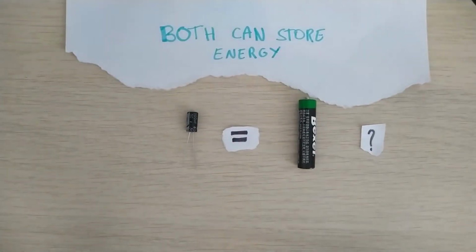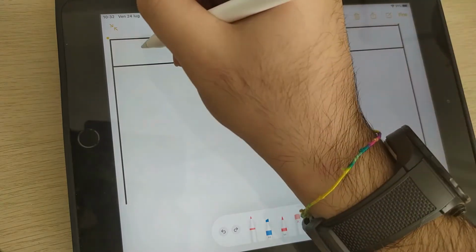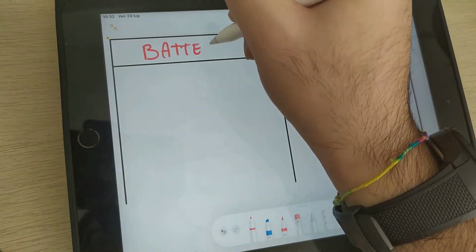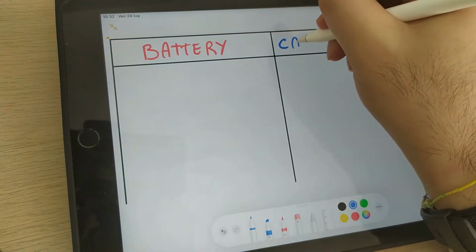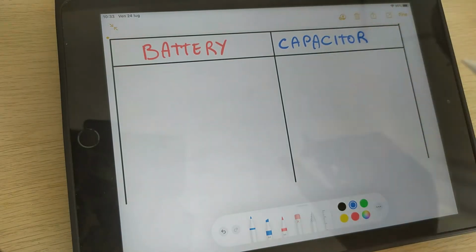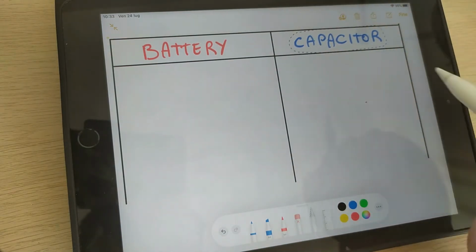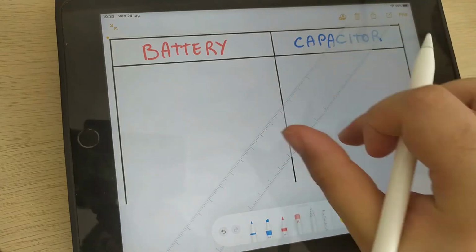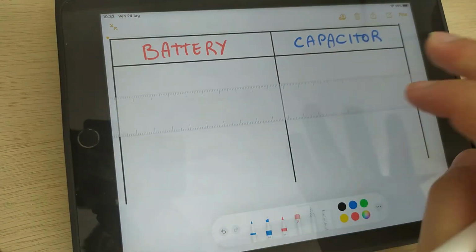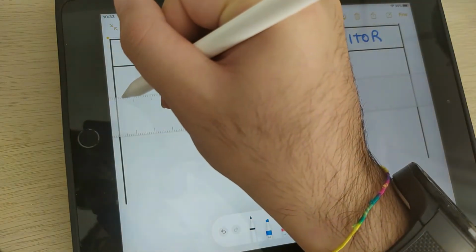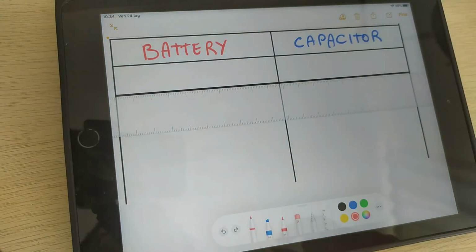Well, ideally we could see it as a battery when the capacitor is charged, but obviously in reality it behaves differently. Let's see the differences between these two components that can often be confused. The first difference is that the battery is an active component, while the capacitor is a passive one. What does it mean? Simple.